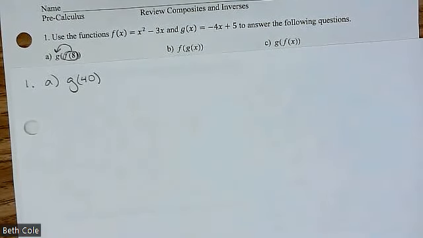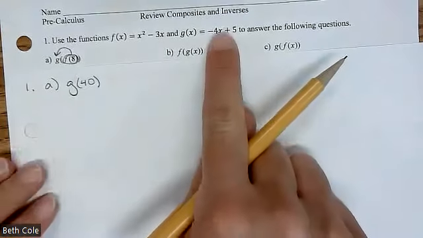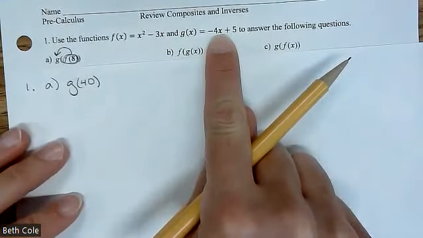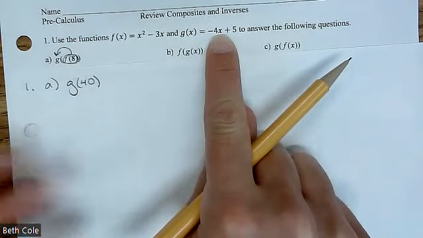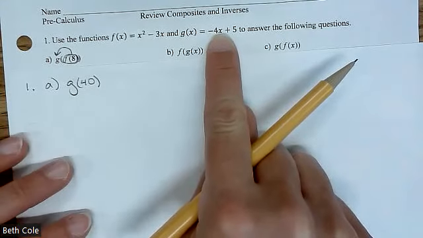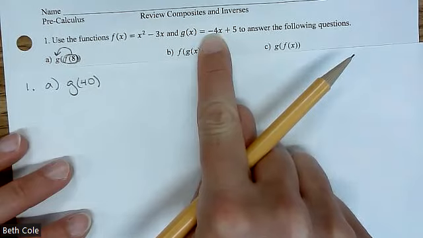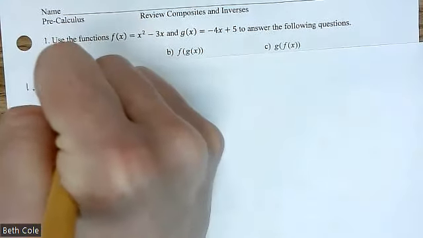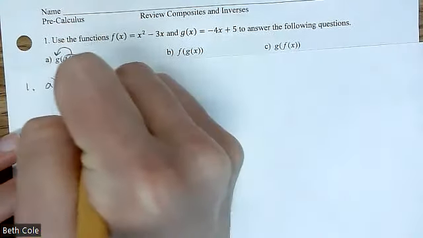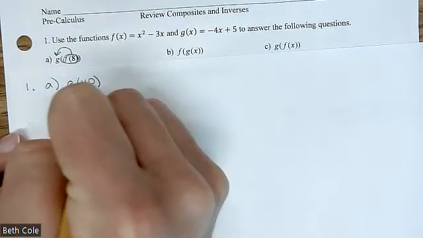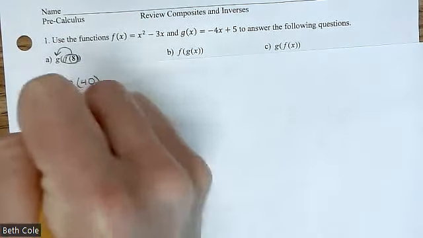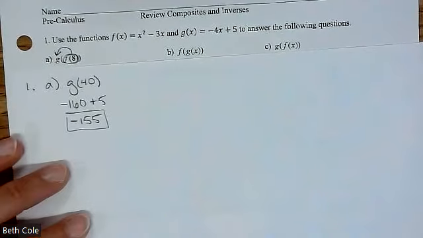So we plugged in 8, we got 40. And we're going to take 40 and plug it into the other function. All right, so over here, it would be negative 4 times 40. Well, 4 times 4 is 16, so that'd be what? Yeah, negative 160, good. Plus 5. So negative 155 for your final answer.